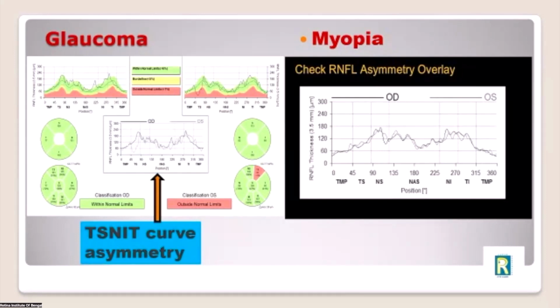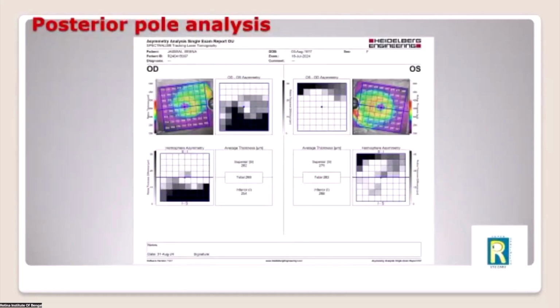This is particularly important while differentiating, because several times we face the challenge of differentiating myopia. Then this TSNIT asymmetry comes in very handy. So there are several modes that we have to look for. Then the posterior pole analysis, which again gives us the confidence to diagnose it as glaucoma. As you can see in this picture, the river is so big and there is huge melting of the glacier.